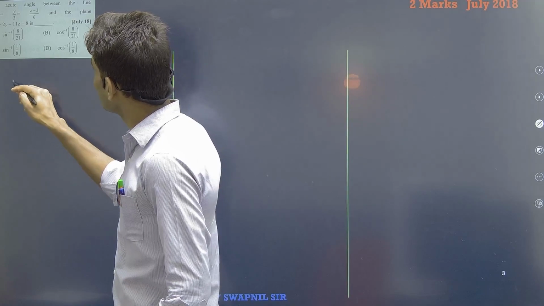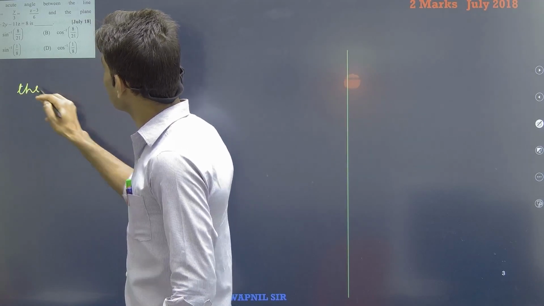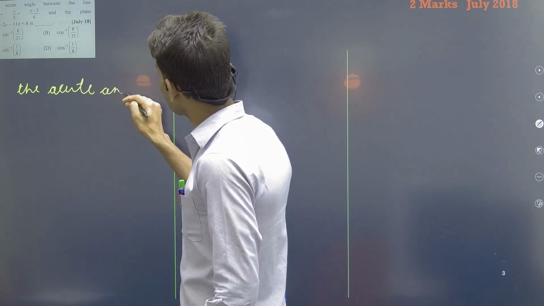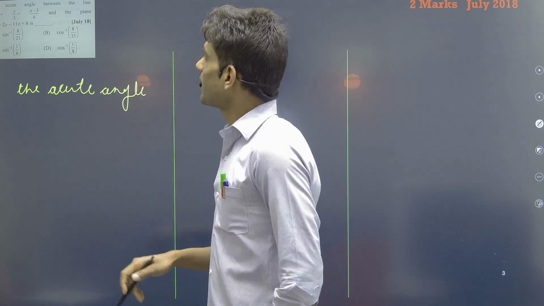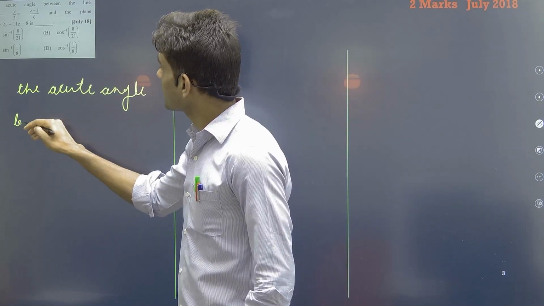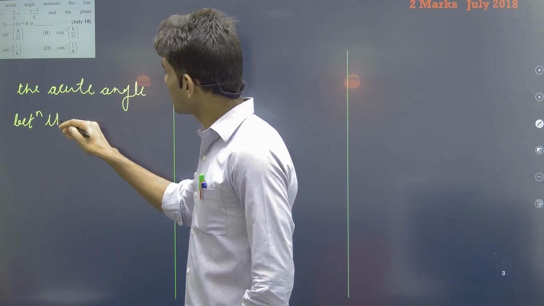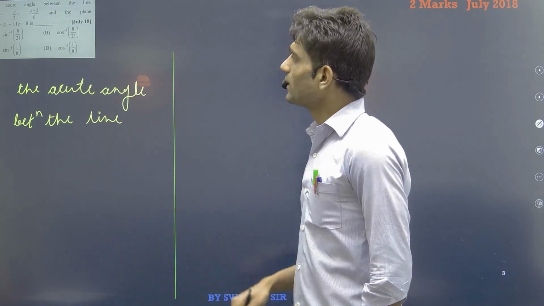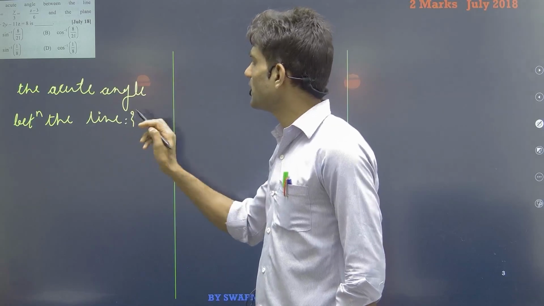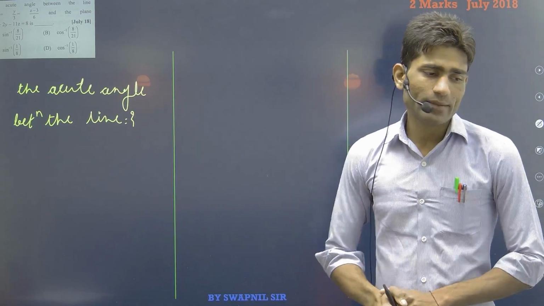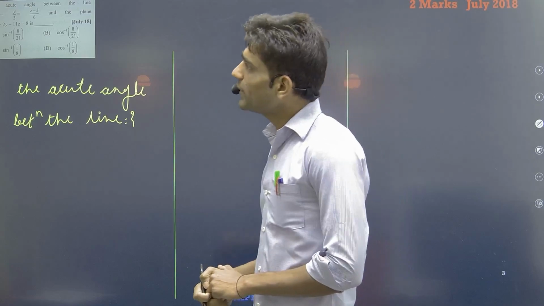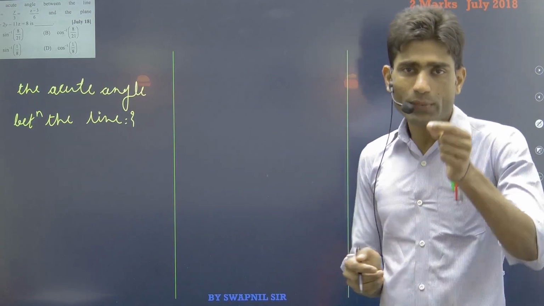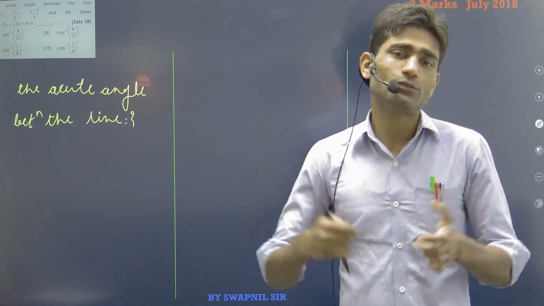Okay, so we have to find the acute angle between the line and a plane. This one is the claim in our example. What is the acute angle between the line and the plane? When we have the equation of a line and another equation of a plane given.